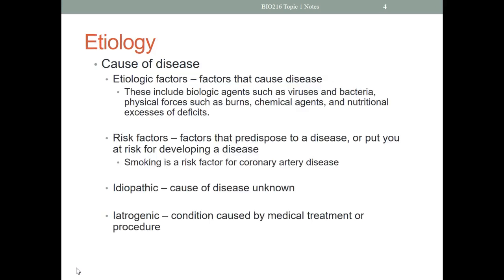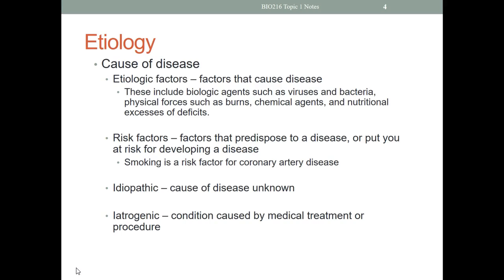Okay, so etiology is the cause of disease. We can describe etiologic factors. These are factors that are known to directly cause diseases, such as biological agents, including viruses and bacteria. Physical forces, such as trauma, burns, or chemical agents, and either nutritional excesses or nutritional deficits.